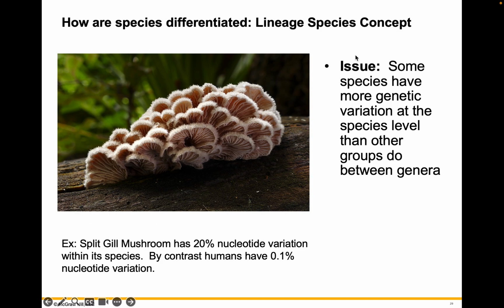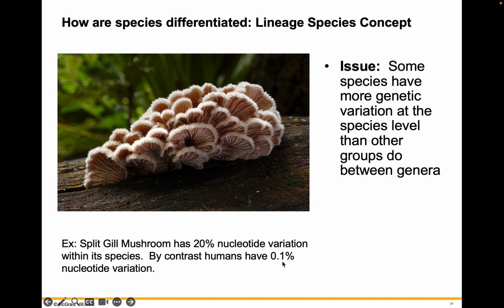For example, some species have more genetic variation within a single species than other groups of organisms do between higher levels of classification. So, for example, the split-gill mushroom has 20% nucleotide variation within its species. So, for every 100 A's, T's, G's, and C's in the genetic code, 20 will be different just between 2 different individuals of the same species of mushroom.